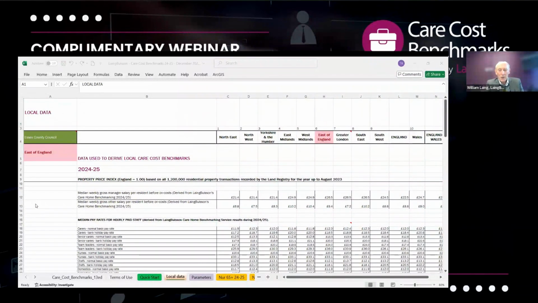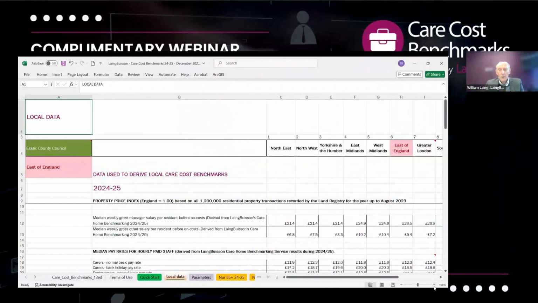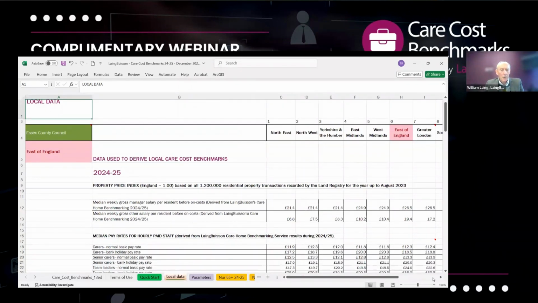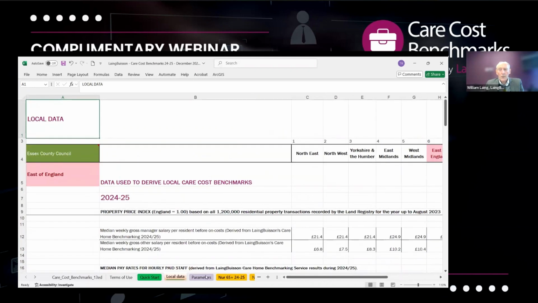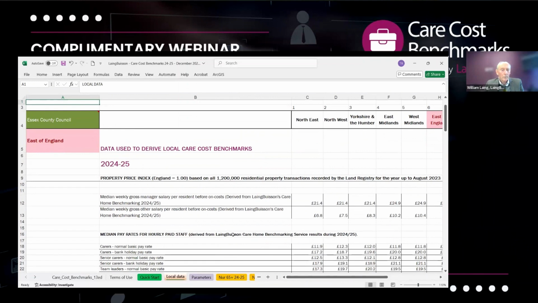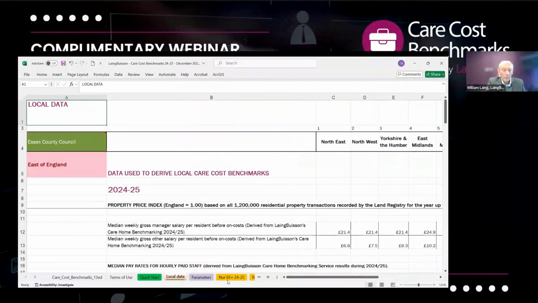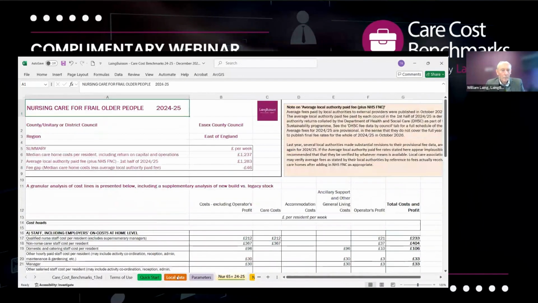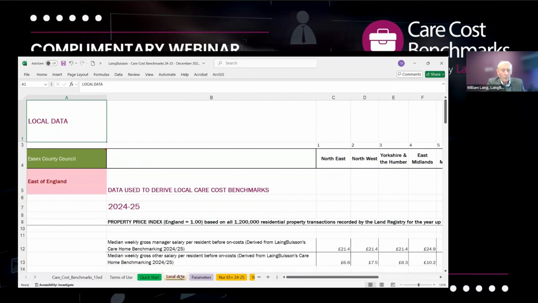Okay. I can't personally see the details. In fact, what I'm going to do is I'm going to look at my own version of this slide and choose Essex and see what the results are. So bear with me just for a second while I do that.